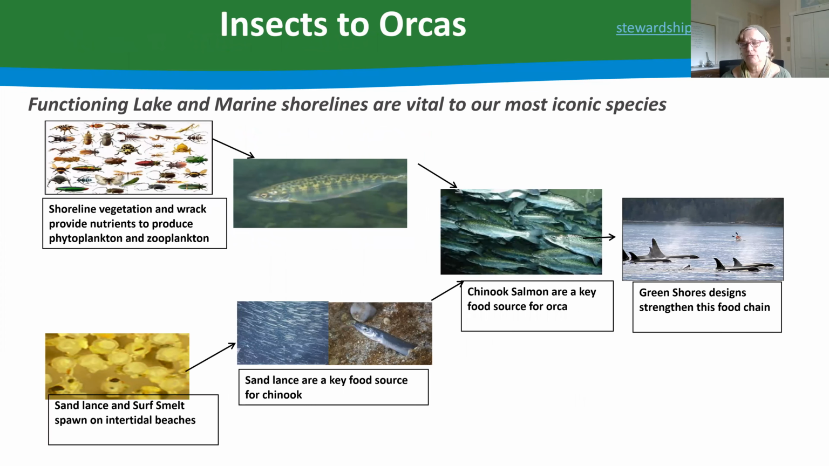Why do we want to keep those principles in mind with shoreline projects? Basically because functioning lake and marine shorelines are vital to our most iconic species. If we don't have that shoreline vegetation and rack that provide nutrients to produce phytoplankton and zooplankton, then we won't have those forage fish that are key sources for salmon, and the salmon that are key food source for our top of the line predators in marine environments. So Green Shores designs strengthen this food chain in both lake as well as marine shore ecosystems.